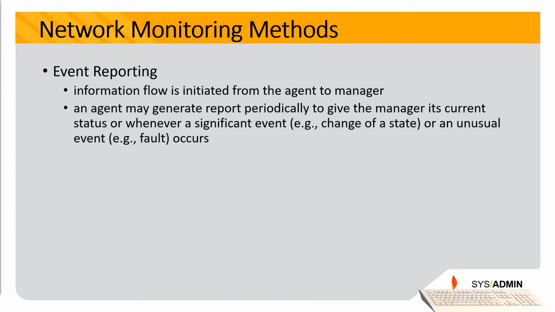An agent may generate a report periodically to give the manager its current status, or whenever a significant event happens. For instance, due to intermittent interfaces, your serial 0/0/0 goes down. After a second, it went up. There is a notification on your screen about the status of the interface, and we call it event reporting. When you're printing something, for instance, and the printer runs out of paper, there is a notification on your screen, a message informing you that the printer is running out of paper. That is an example of event reporting. This is good for detecting problems as soon as they occur, because this is real time.